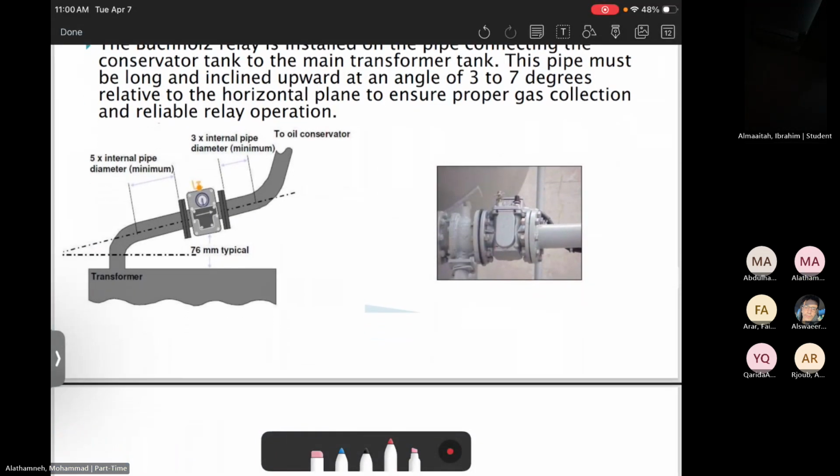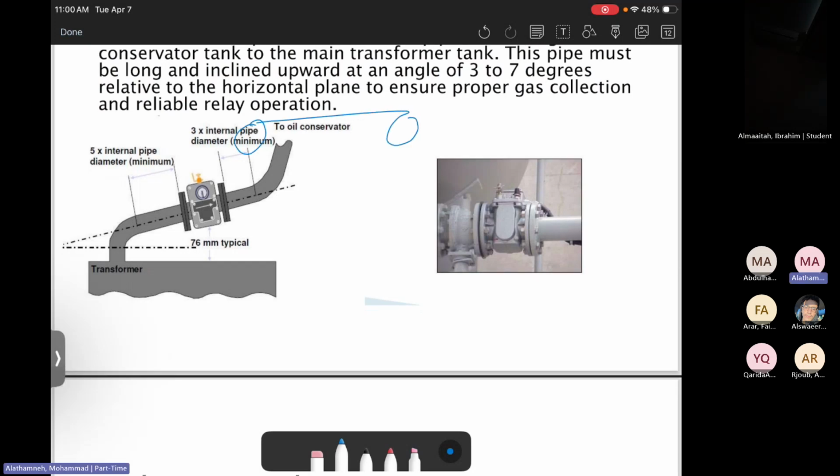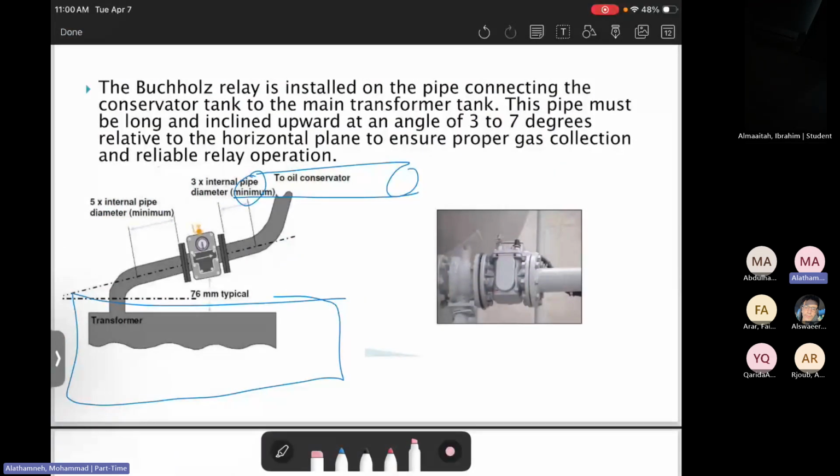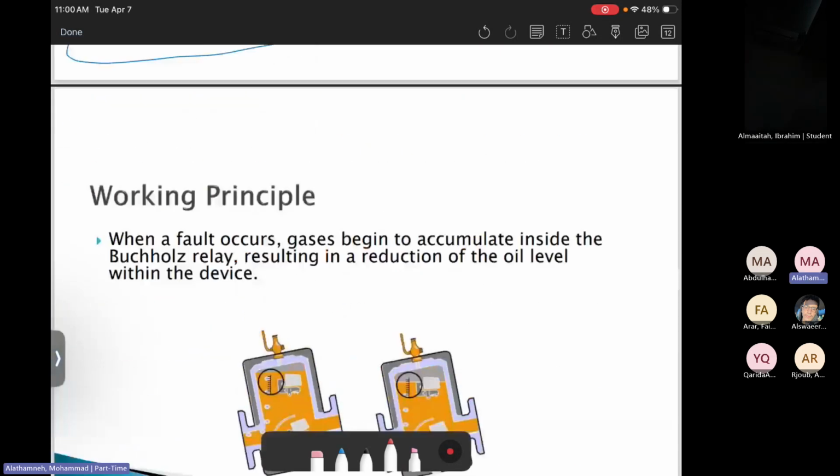Here is the main tank, and here is the conservator tank. So the Buchholz relay will be between them, with a slope of 3 to 7 degrees. Here is the conservator tank. Here is how the Buchholz relay looks. Okay, where is the location?